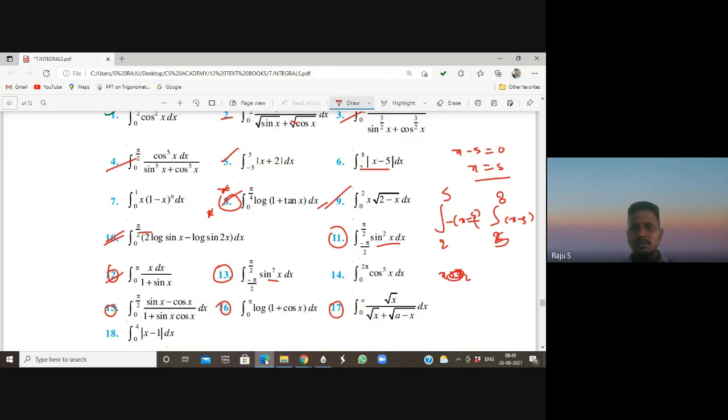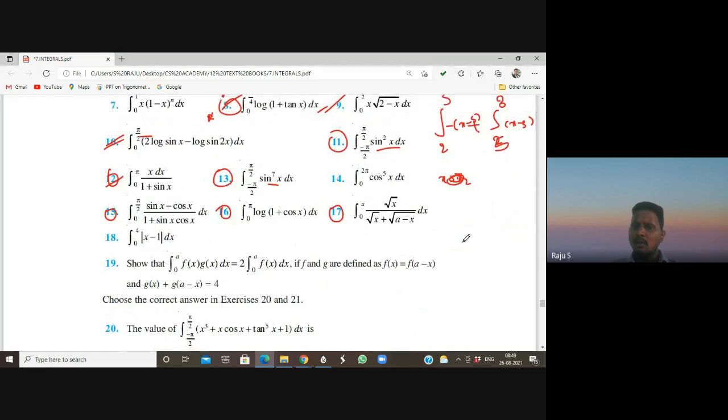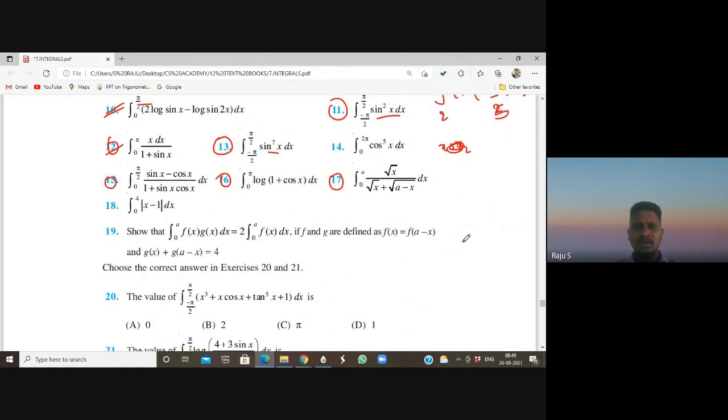This we will discuss in the next chapter, that is applications of integration. In all those problems, we are going to find the area alone, in applications of integral, next chapter.